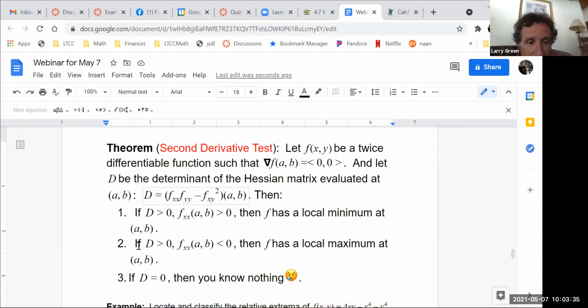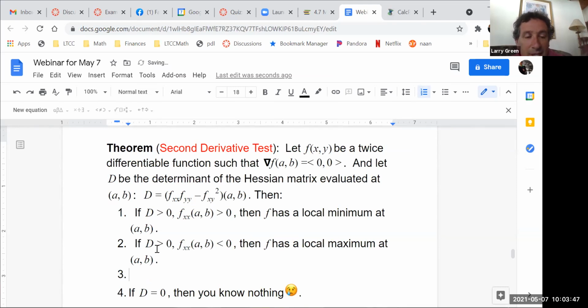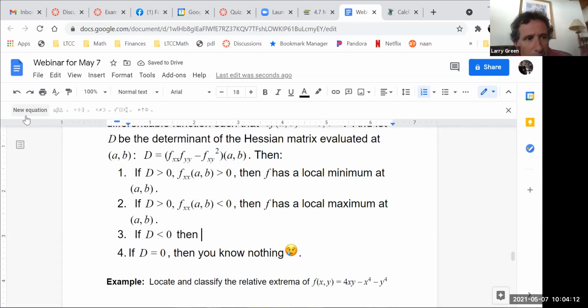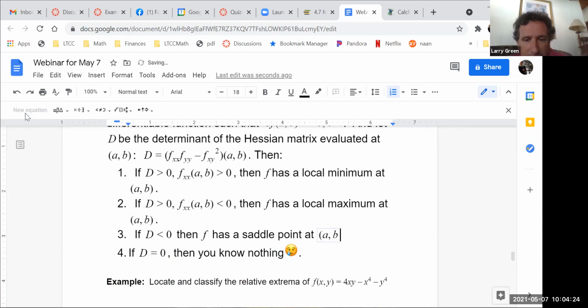Okay, oops, I made a mistake here. This should be, yeah, no, that was right. But I forgot the number 3. If D is greater than 0 and fxx is negative, then f has a local maximum at (a, b). If D is negative, then f has a saddle point at (a, b). And if D equals 0, you're out of luck. You know nothing. The test failed.